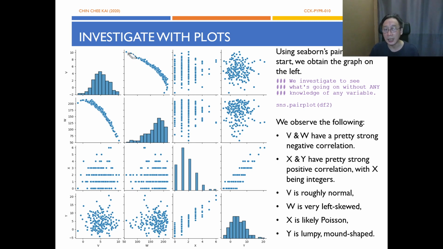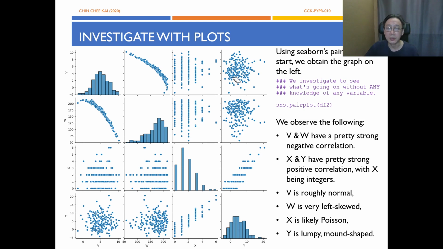But with a scatter plot, our eyes can detect that they are very strongly connected. When V changes, W will change, almost for sure. However, the change is not necessarily the same proportion all the time, right? So that's why we see a curve. Again, a pair plot tells everything immediately.